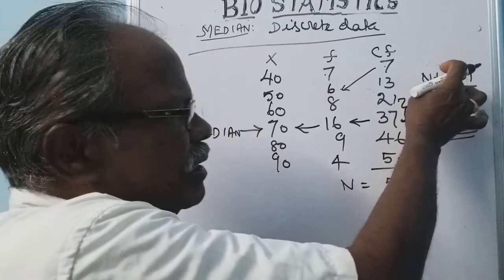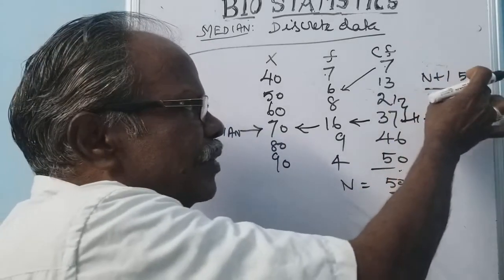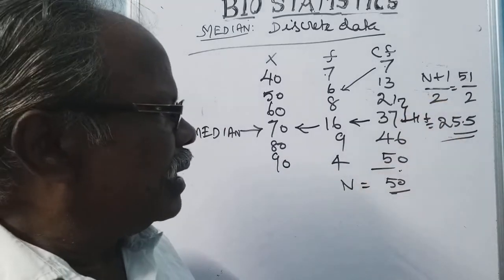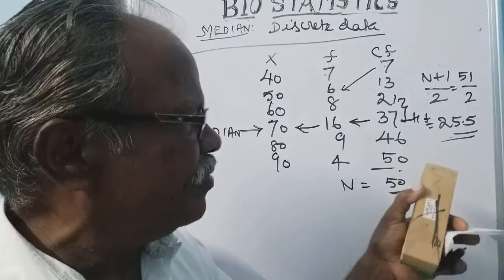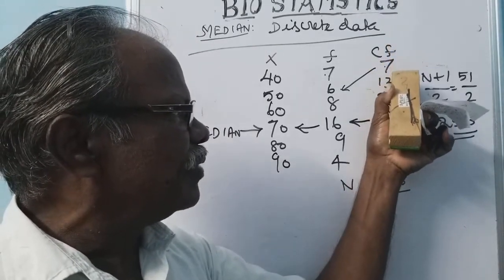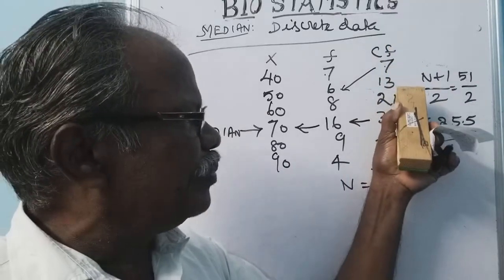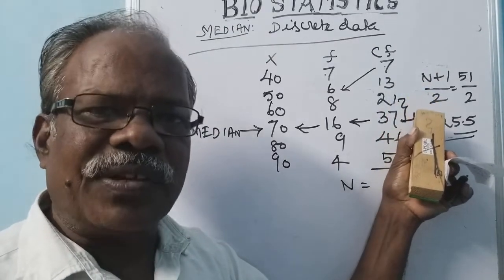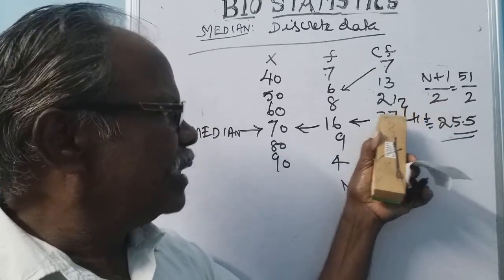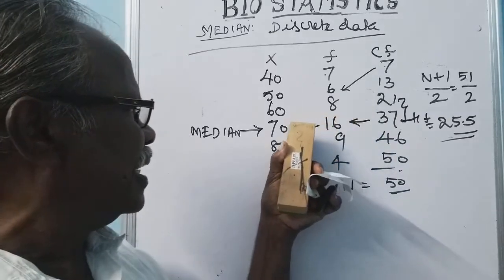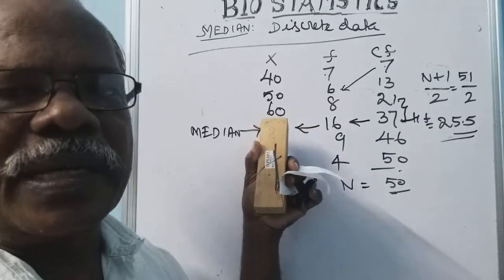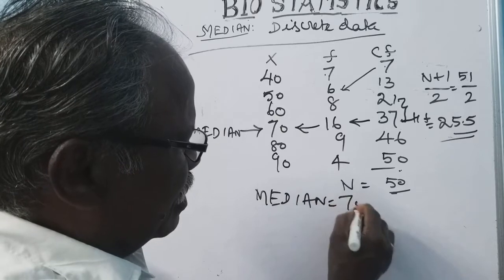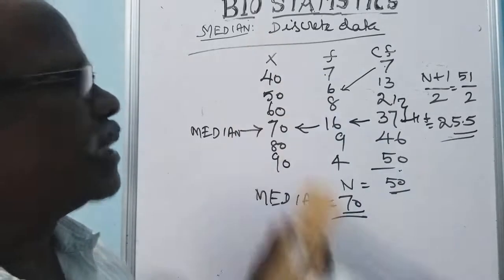So (n plus 1) by 2, 51 by 2, is 25.5, and that is where the median comes. Then we have to see where 25.5 fits. It is not 25, so 25.5 fits in between 21 and 37. So the higher cumulative frequency should be taken. So 37, in that place the frequency is 16 and the value represents 70. That value should be taken as the median. So 70 is the answer for this median. The median is 70. This is with regard to discrete data.